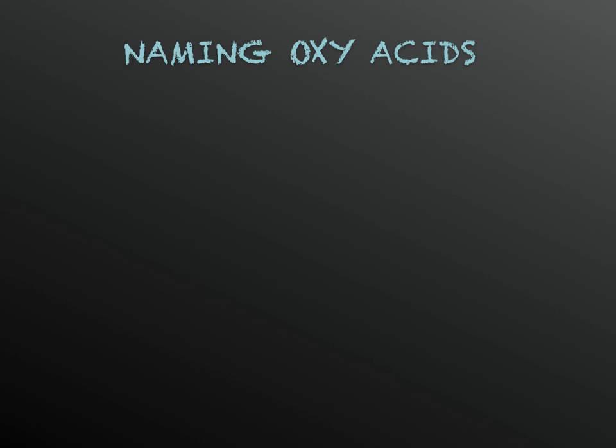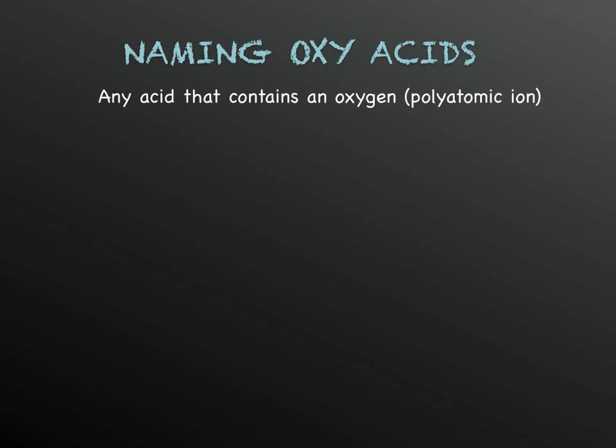When naming oxyacids, name the polyatomic first. If the polyatomic has an ATE ending, it will be changed to an IC. If the polyatomic ends in ITE, the name of the acid will end in OUS. The saying is to help you remember how to change the ending of the acid name.